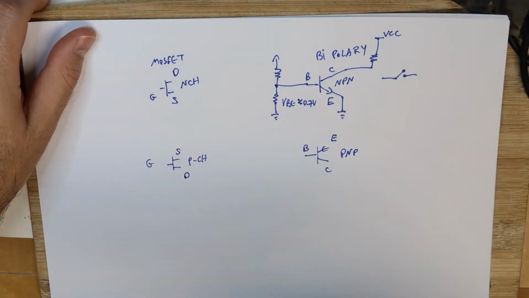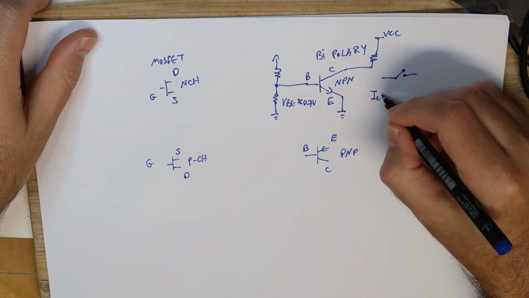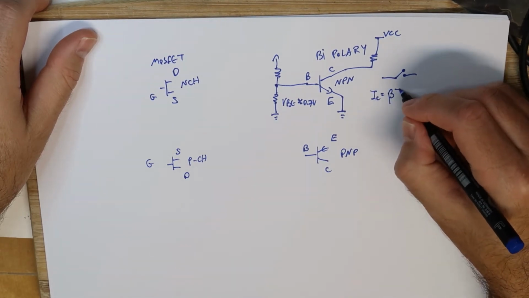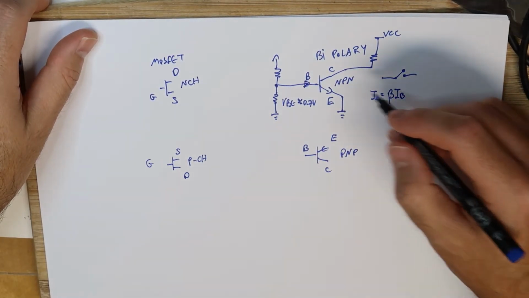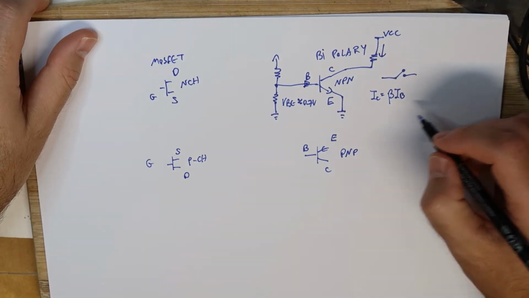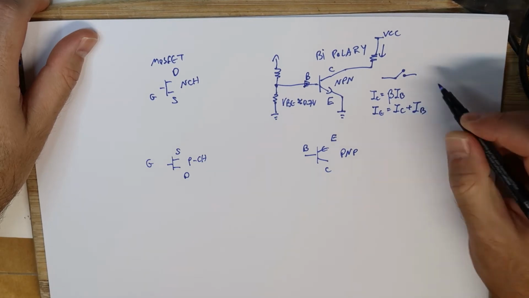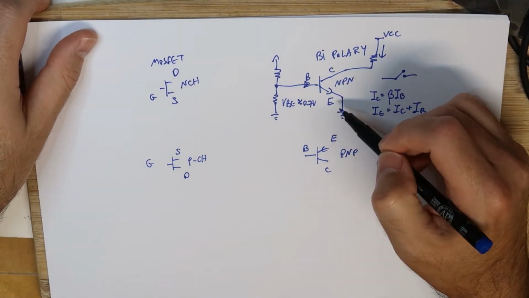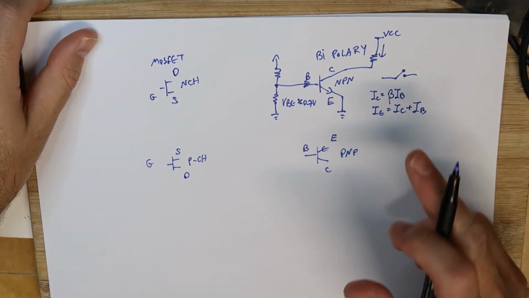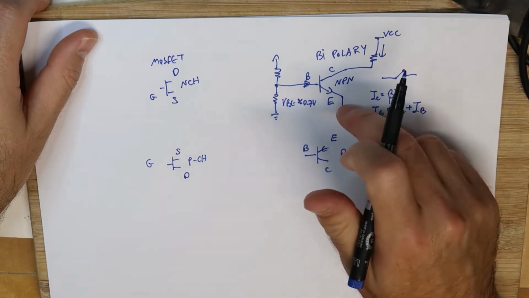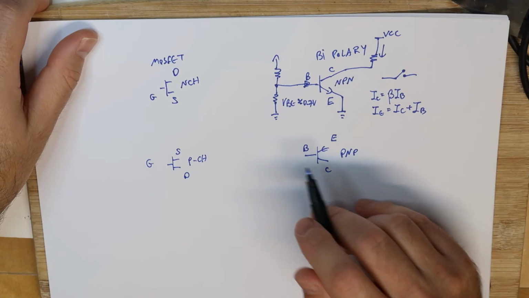Okay, and in the NPN transistor we have some formulas. For example, we have IC equals beta times IB. IB is the current that is going to the base, and IC is the current that flows here. And IE is equal to IC plus IB, because we have also the current from here and the current from here, and they both go this way. So we need to apply a positive voltage. It should be positive from this point to this point.